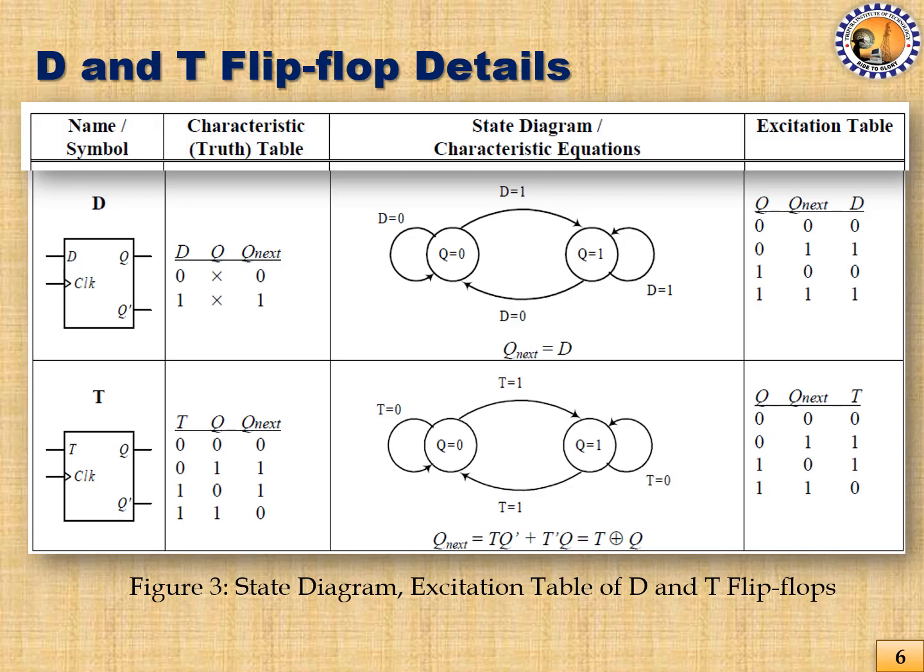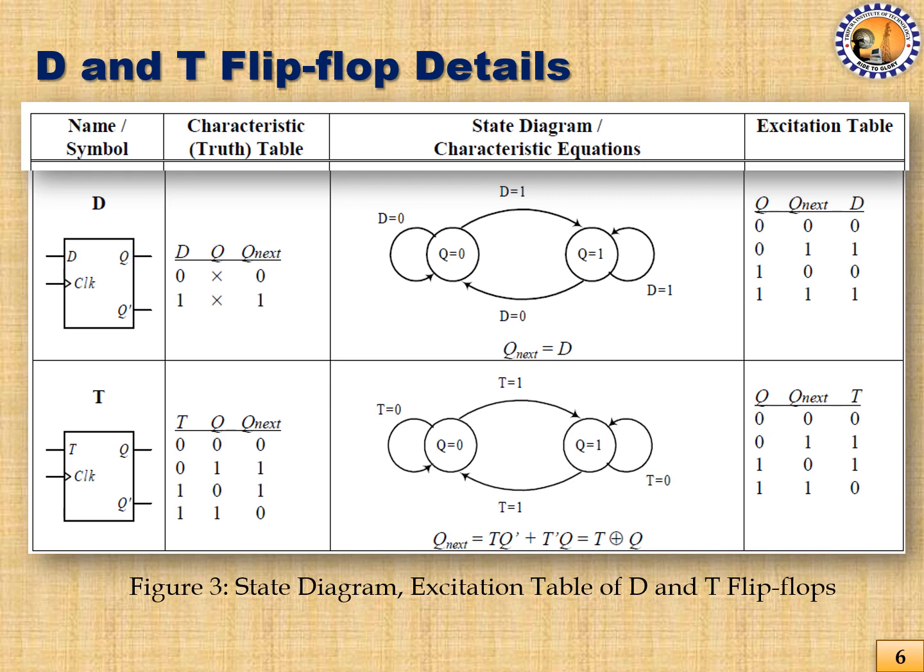And over here, the excitation table is also very simple. As you can see, the 0 to 0 transition will happen when D is 0. The 0 to 1 transition will happen when D is 1. The 1 to 0 transition happens when D is equal to 0. And the 1 to 1 transition happens when the input is 1.